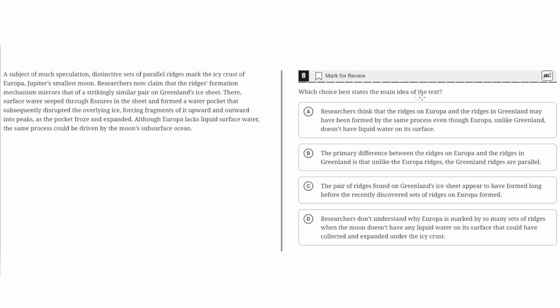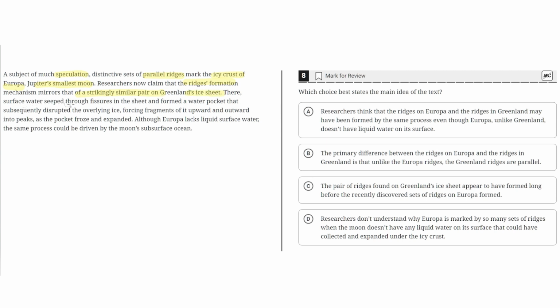Which choice best states the main idea of the text? A subject of much speculation, distinctive sets of parallel ridges mark the icy crust of Europa, Jupiter's smallest moon. Researchers now claim that the ridge's formation mechanism mirrors that of a strikingly similar pair on Greenland's ice sheet.